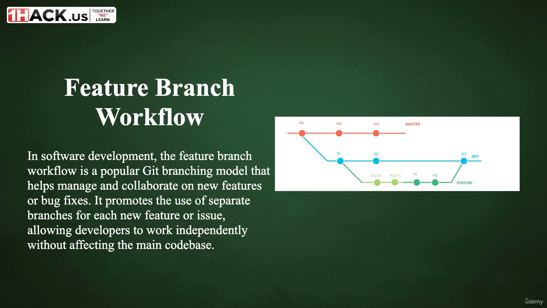By isolating changes in their own branches, developers can experiment, test, and refine their work before merging it back into the main branch. This approach offers several benefits, such as improved code quality, better collaboration, and more efficient development processes. In this presentation, we'll explore the details of the Feature Branch Workflow, its advantages, and how it can be effectively implemented in your software development projects.